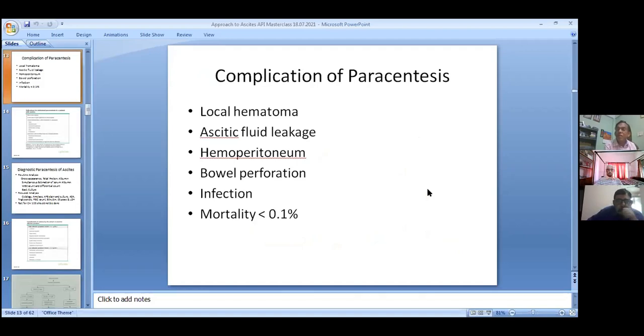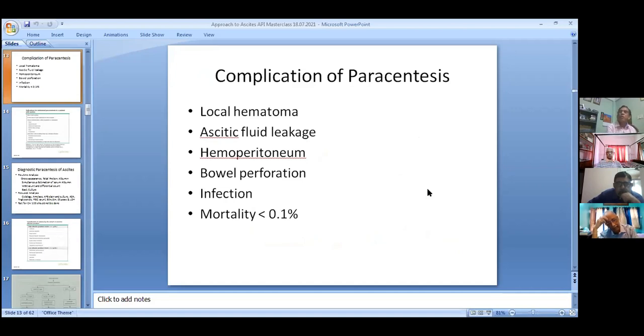What are the complications of paracentesis? They're almost nil, very rare, and there may be mild local hematoma. There may be some amount of ascitic fluid leak, particularly when you are doing large volume paracentesis with a wide bore needle. Rarely, if you puncture a vessel, there may be hemoperitoneum, very rare, less than 1%. And bowel perforation is also very rare, and it can produce infection. And mortality is less than 1 in 1,000, particularly if there is bowel perforation. So usually it is a safe procedure.